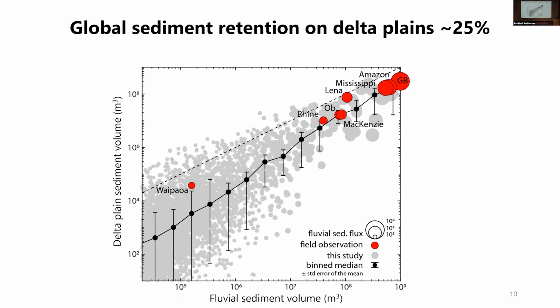And on average, of course, this number is 25%. But what you can also see is that this black line is slightly steeper than this dashed line. So smaller deltas are going to be less efficient in capturing and trapping sediment compared to big deltas. The Mississippi Delta was 30%. When you get to smaller deltas, they're much less efficient in trapping sediment. So as deltas grow and become bigger, they become muddier and they become more effective in trapping sediment.